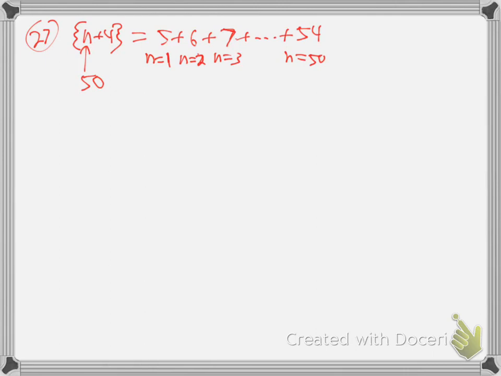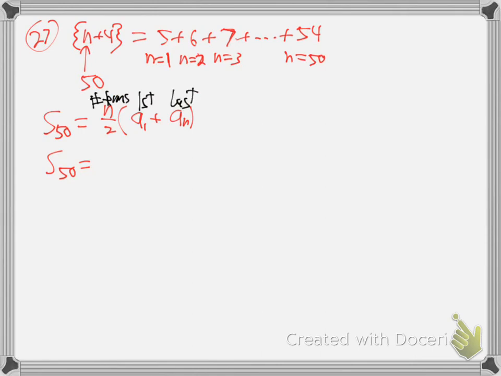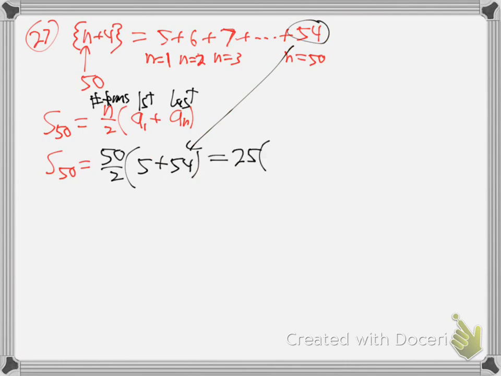We're adding up, so the sum of the first 50 terms is n over 2, a1 plus an. Remember what n is? It's the number of terms. This is the first term and the last term. So the number of terms is 50, the first term is 5, and the last term is 54. So there we go. That's 25 times 59, whatever that is. I don't care, I'm going to move on. 1475? 1475. All right.